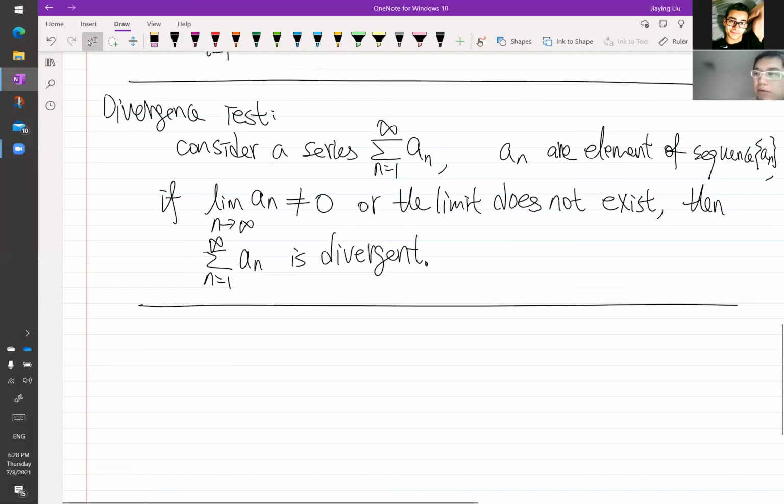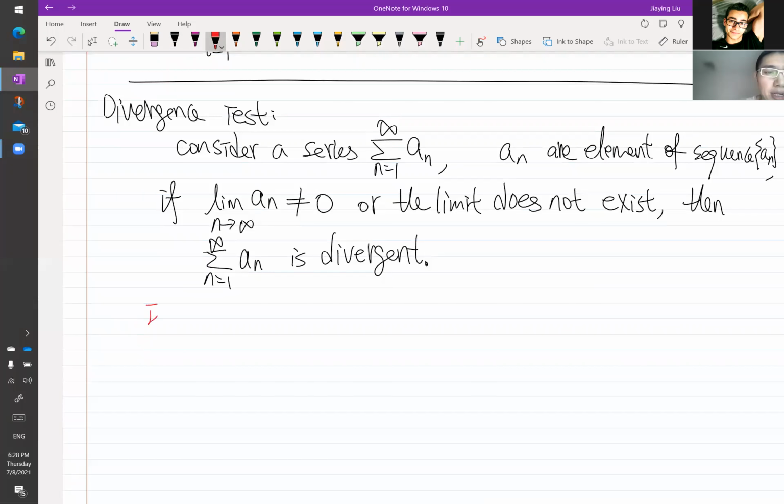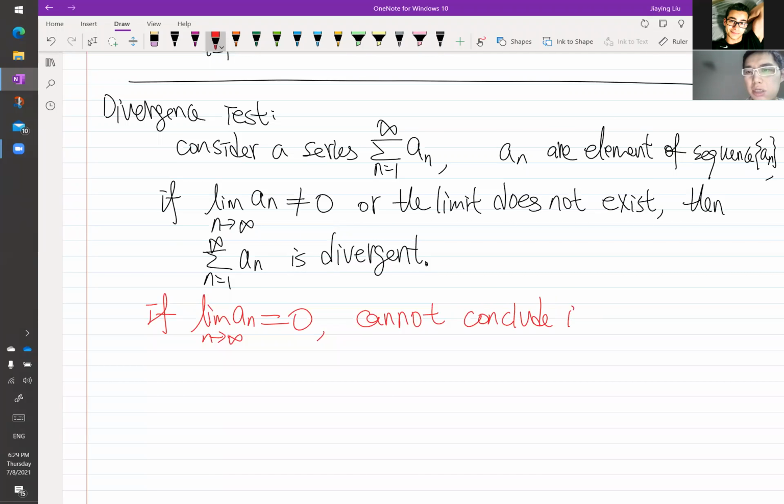Just a quick review there. And today we're going to look at a few other things, but let me give you an example first. Let me note: if the limit of an as n goes to infinity equals 0, we cannot conclude whether the series is convergent or divergent. We cannot decide if that's the case.